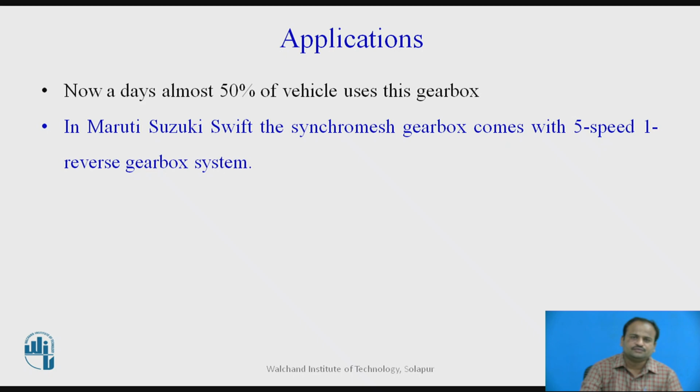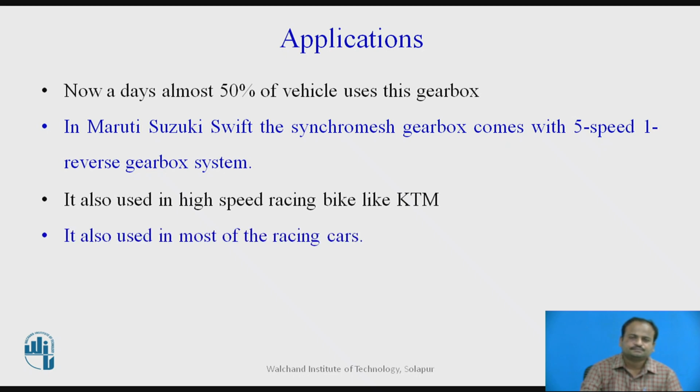In the Maruti Suzuki Swift, the synchromesh gearbox comes with a 5-speed, 1 reverse gear system. It is also used in high-speed racing bikes like KTM. It is also used in most racing cars.